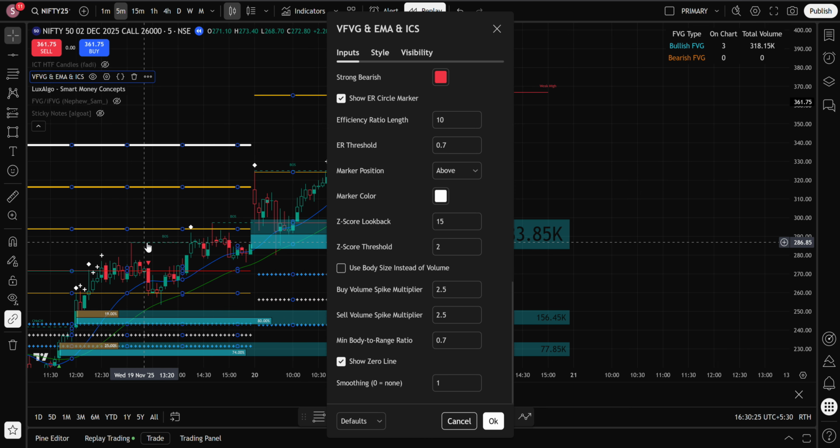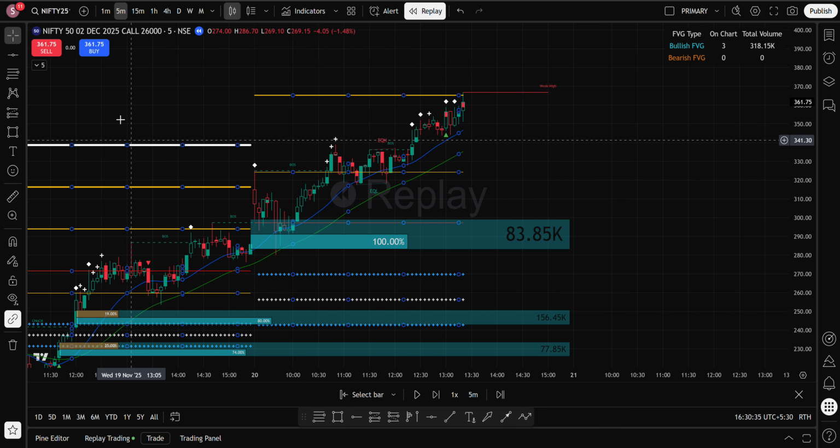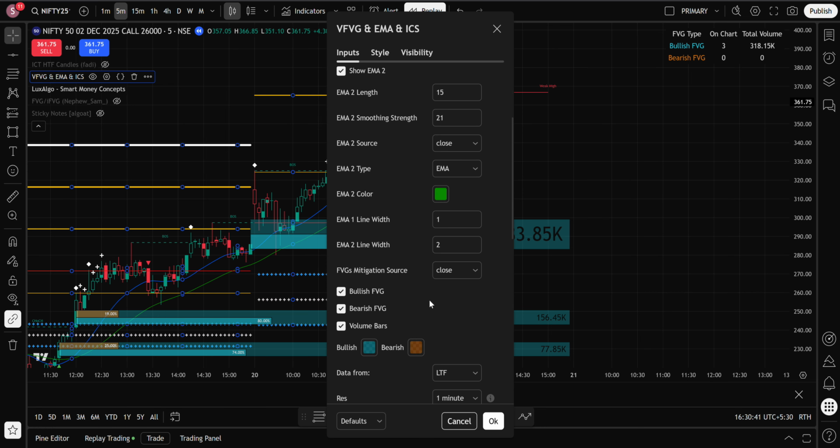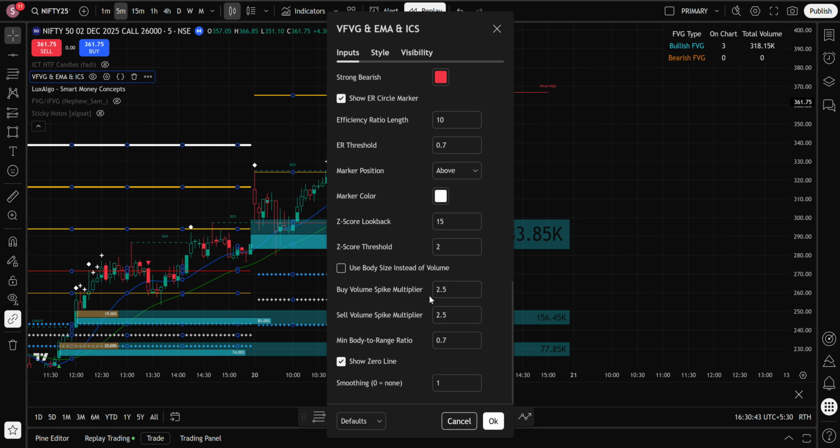Other things you can see are BOS and CHoCH, which are smart money concepts. I'm using the LuxAlgo smart money concepts one. Do not worry about that as of now, do not concentrate on it. What else do you want to see here? Go for one more thing, data from and show max value threshold, which I told you. Show zero line is okay.